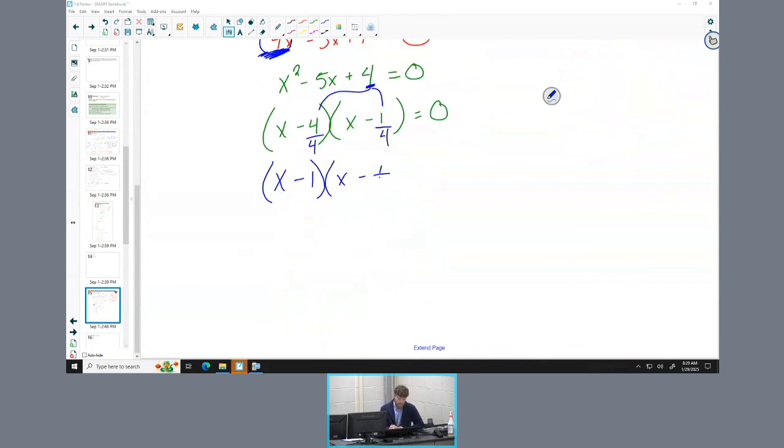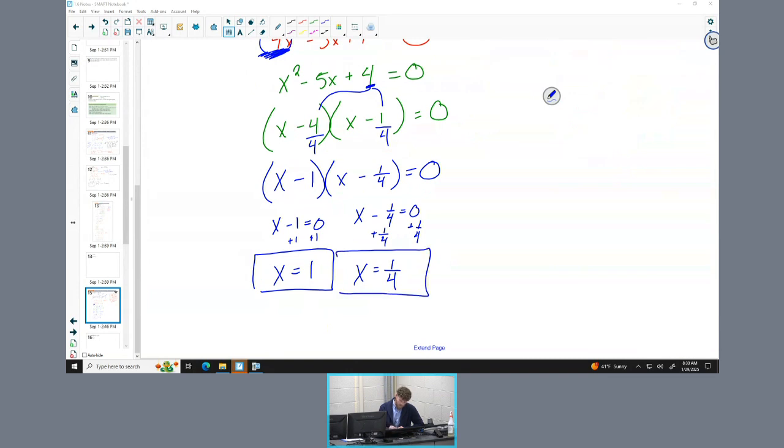X minus 1/4 equals 0. Now we can say x minus 1 equals 0. I add 1 to both sides, right? And then I say x equals 1. And for x minus 1/4 equals 0, I add 1/4 to both sides, right? I probably will skip this step sometimes, because after we do it a couple times, hopefully you'll be like, yeah, I get it. So now we have x equals 1 and x equals 1/4.